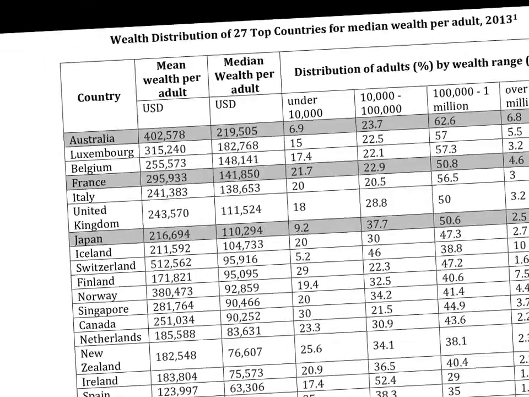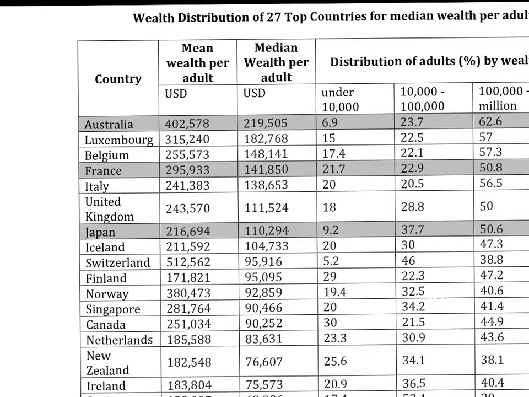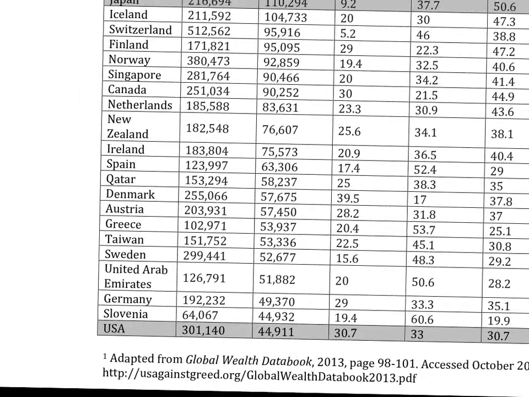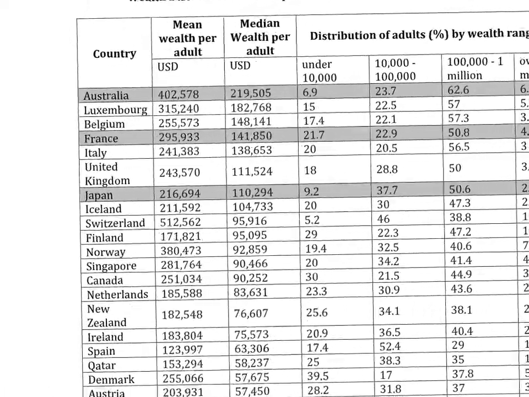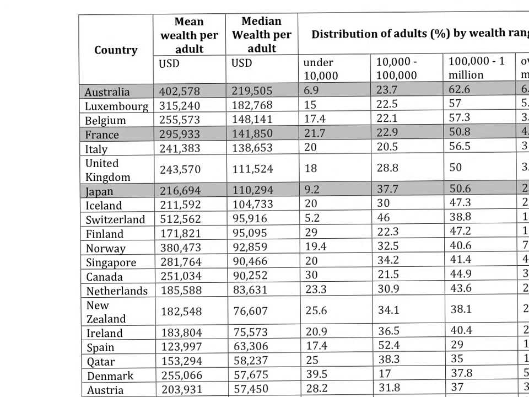Now let's focus a little bit on this, right? The mean wealth per adult and the median wealth per adult. And I've highlighted a couple of countries that we can all understand. So we've got Australia, France, Japan, and yes, further down we have the US. So we see that there is a wide difference between the mean and the median, and I'd like to explain why there is such a big difference between a mean and a median.